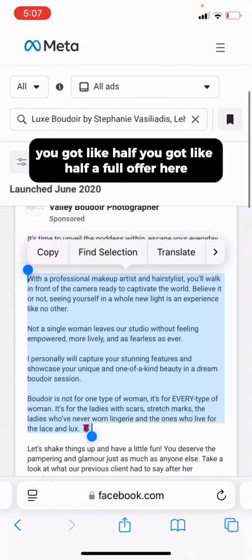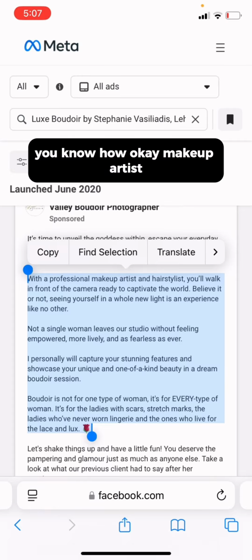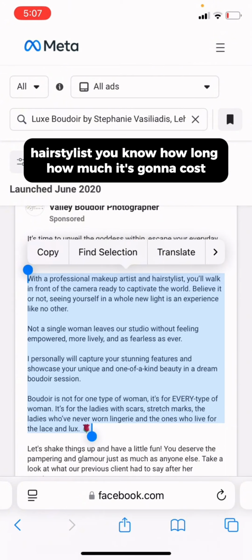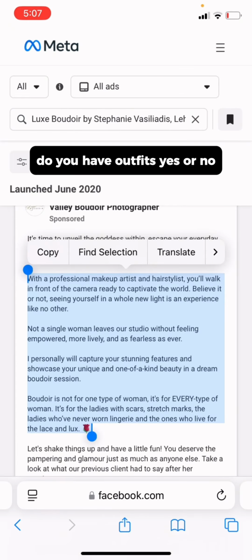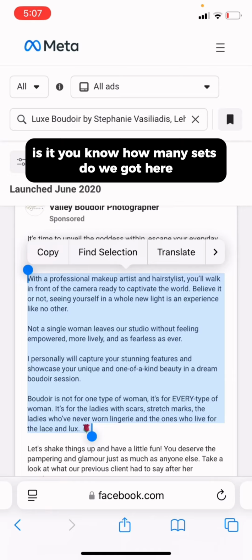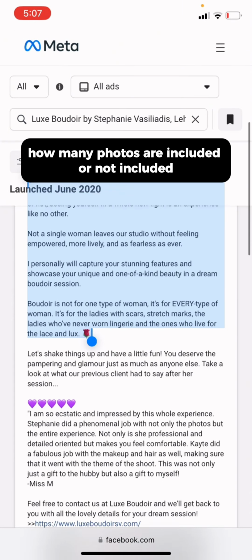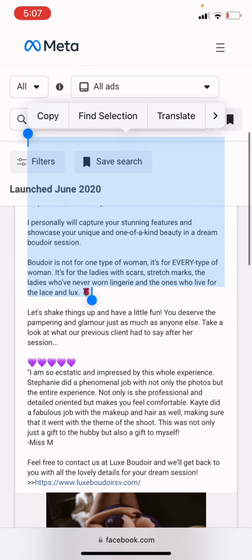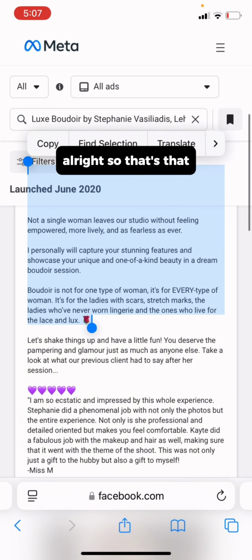Yeah, you got like half a full offer here. Okay, makeup artist and hairstylist. How long? How much is it gonna cost? Do you have outfits, yes or no? How many sets do we got here? How many photos are included or not included? So yeah, you got like half an offer here. All right, so there's that.